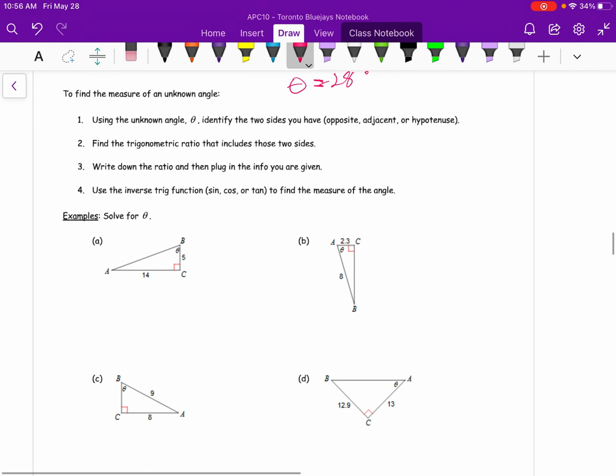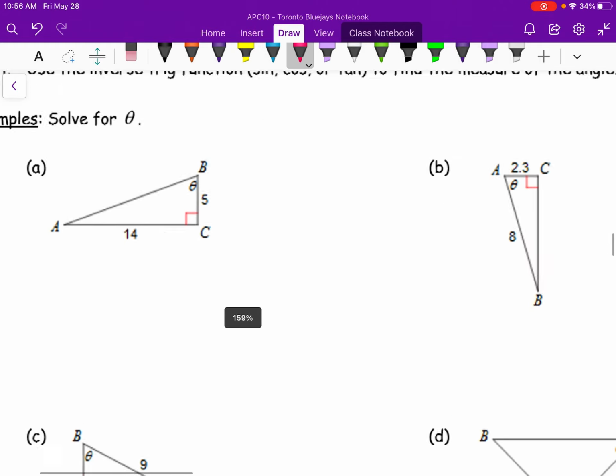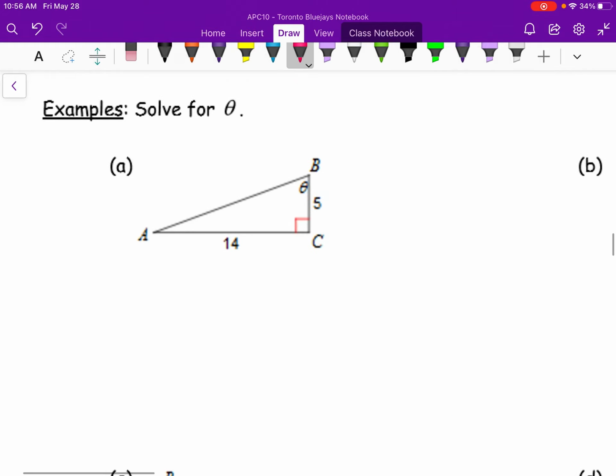Now, we're going to solve for an unknown angle theta. These are the steps. I don't really care about the steps. I actually believe that you can do this by yourself. So to solve for theta, or to solve for any angle, you have to call one theta.